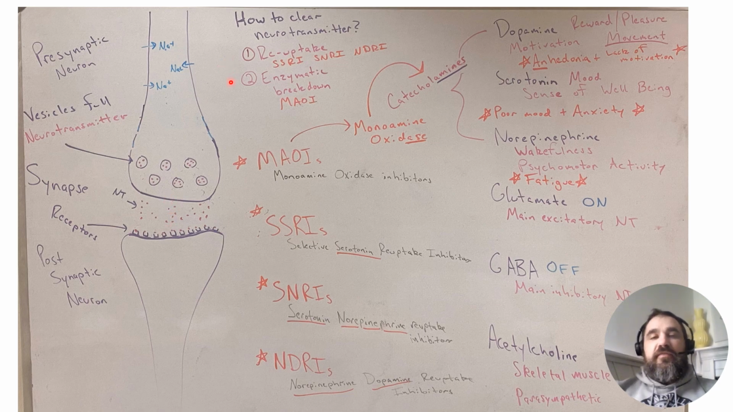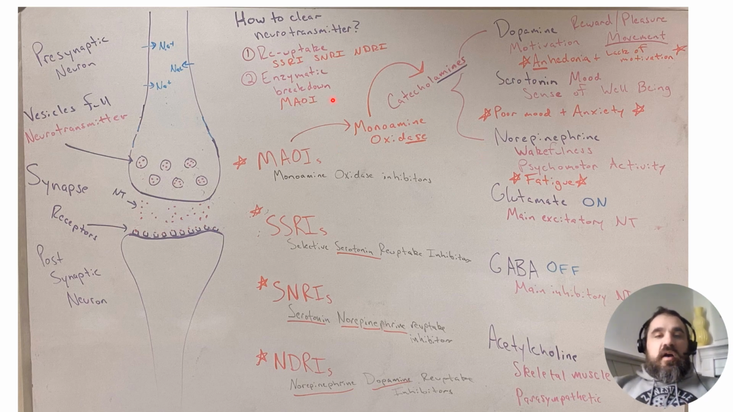And also anything that's left, there's enzymatic breakdown. There are enzymes in here that will break down some of the neurotransmitter. We already talked about acetylcholinesterase breaking down acetylcholine at the skeletal muscle. And today I will talk about an enzyme called monoamine oxidase, or MAO. Monoamine oxidase breaks down catecholamines. What are the catecholamines? Dopamine, serotonin, norepinephrine. So this one enzyme will break down all three of those.